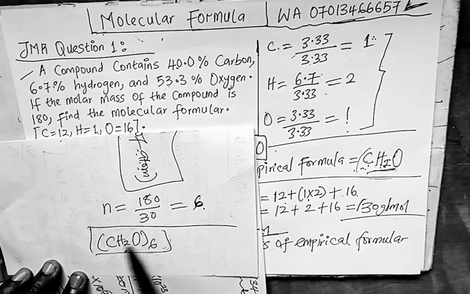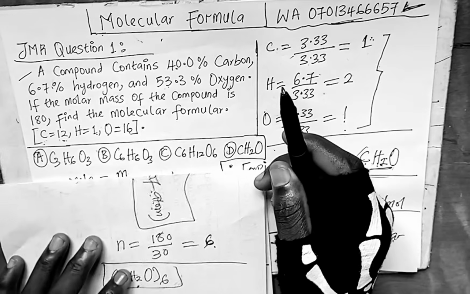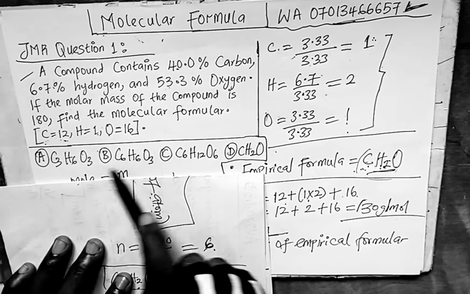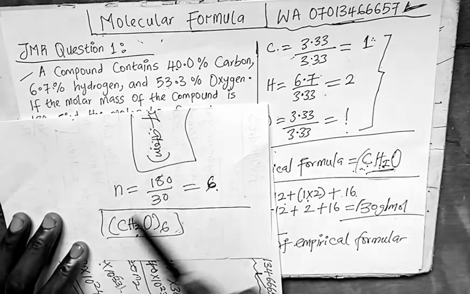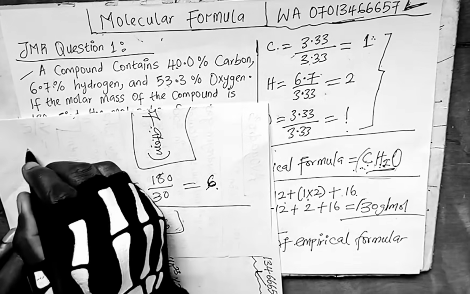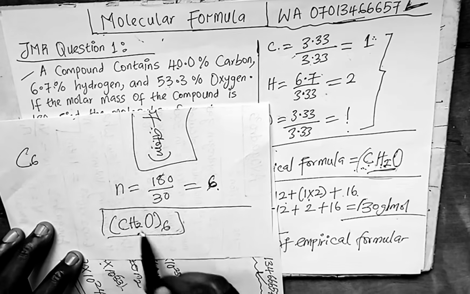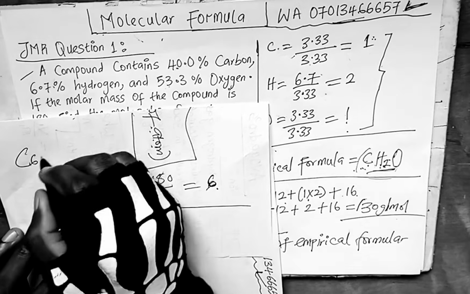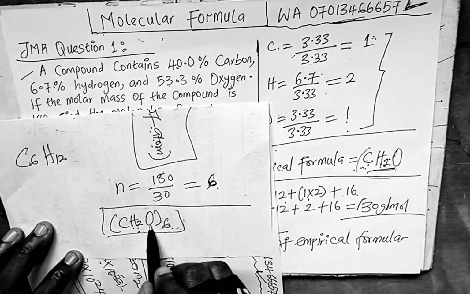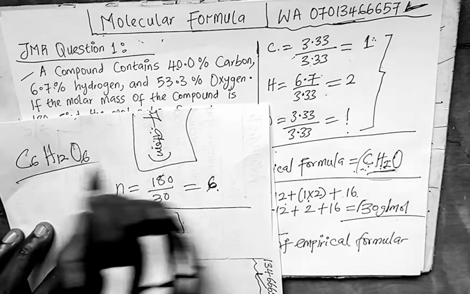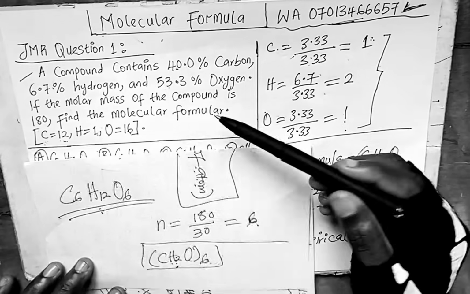So let's now expand the formula, because the molecular formulas in the options are all expanded. 6 times C, we will have C6. 6 times H2, remember H is carrying 2. 6 times 2 will give you 12, that's H12. Then 6 times O will give you O6. So this is the molecular formula of this particular compound.